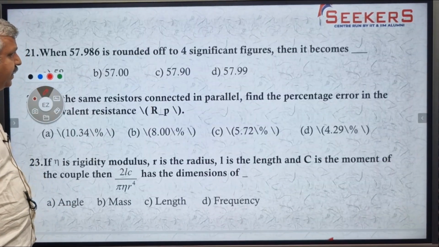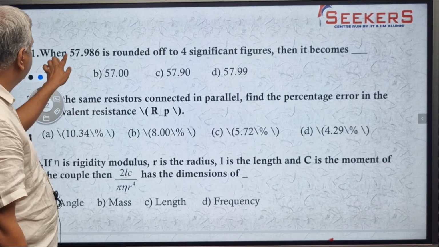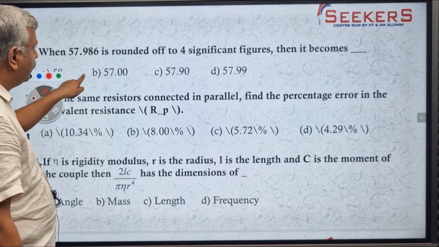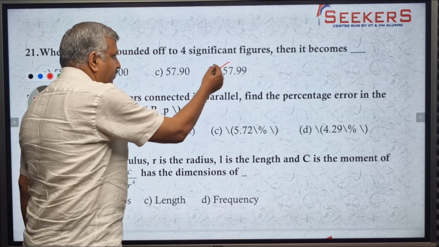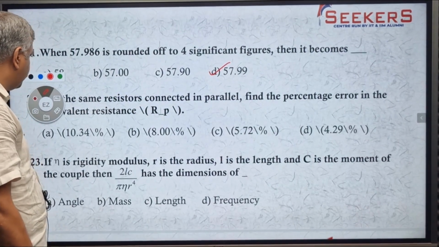When 57.986 is rounded to 4 significant figures, it will become 57.99. So this is the answer. So these are fairly easy questions.